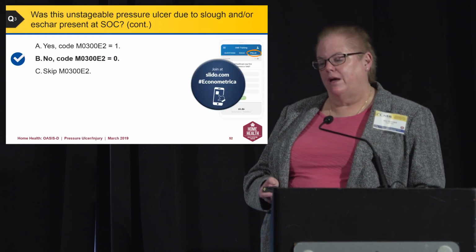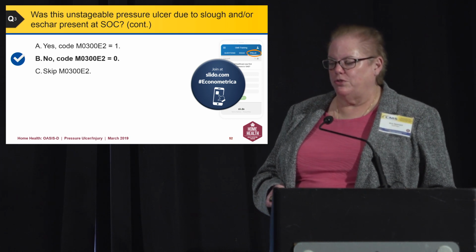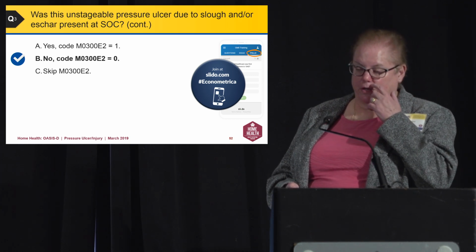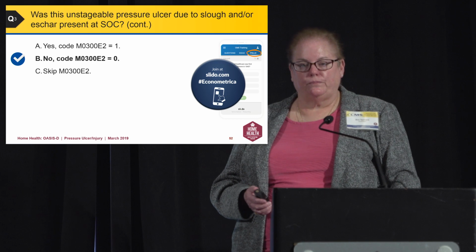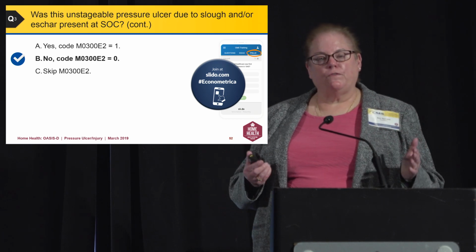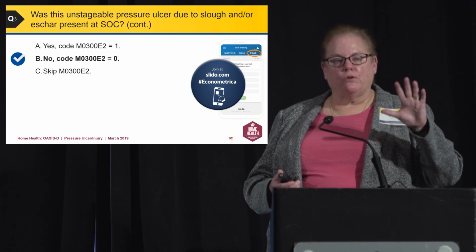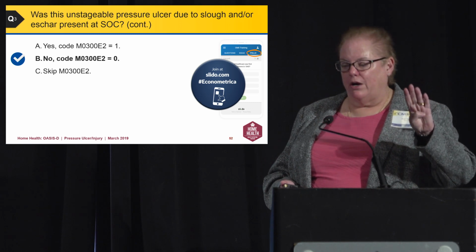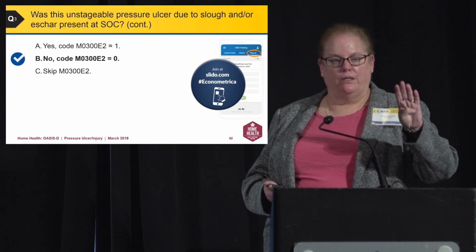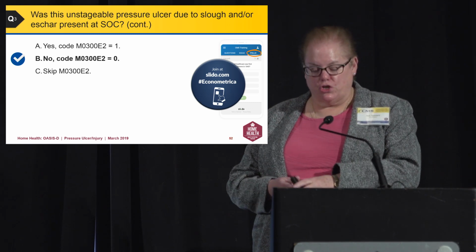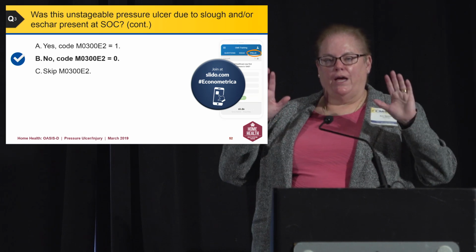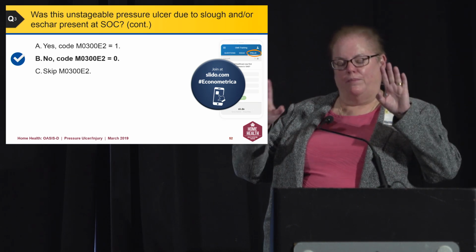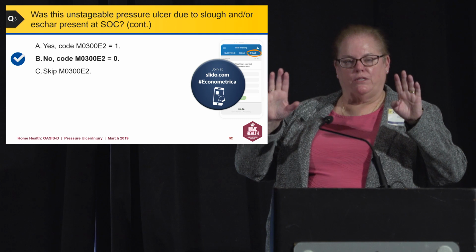There we go, sorry. Was this unstageable pressure ulcer due to slough and or eschar present at start of care? And the answer is no. Now there was some confusion, so let's just go through this. We know at the start of care we had a stage 3. And then we knew at discharge that same ulcer has slough and eschar.